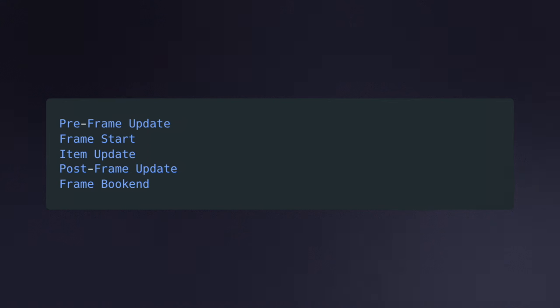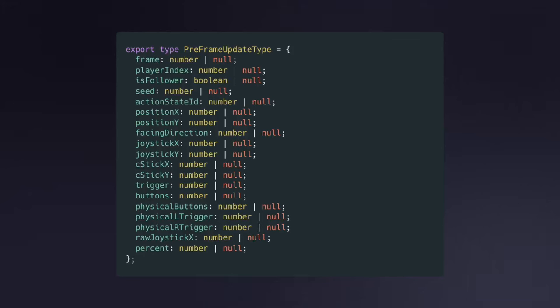Every frame will have up to 5 event types: pre-frame update, frame start, item update, which can occur up to 15 times per frame, post-frame update, and frame bookend. Pre-frame update occurs once per frame per character. This event and game start are the only two events required to construct a replay file. The others are used for statistics and to enhance networking.